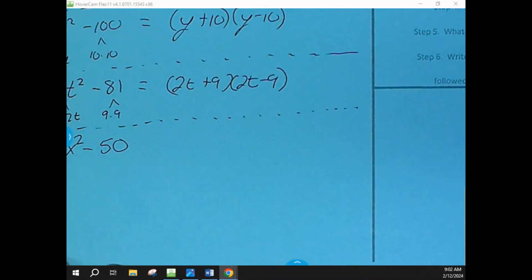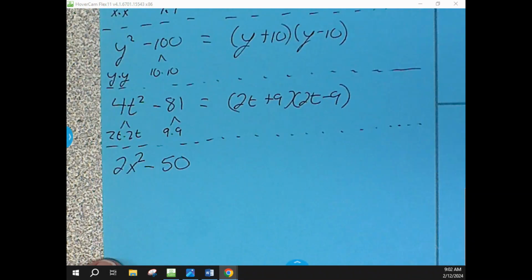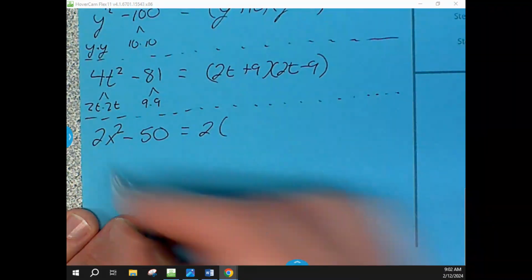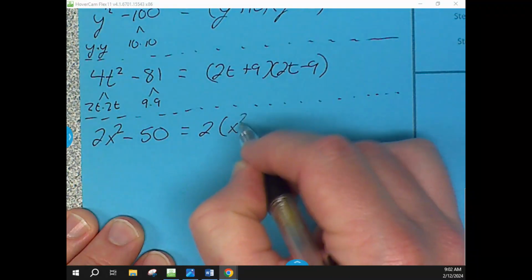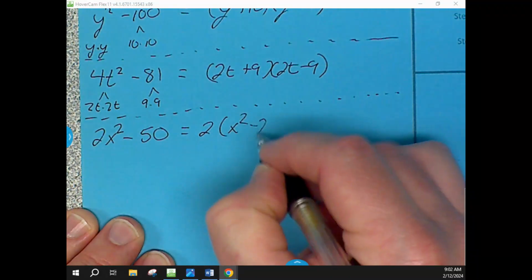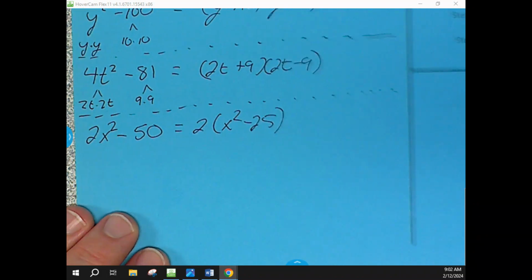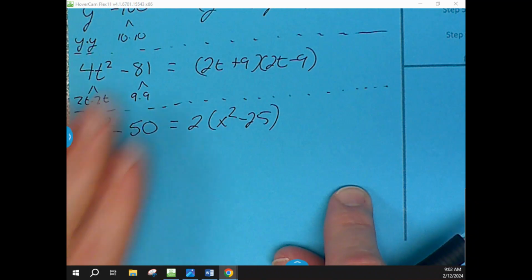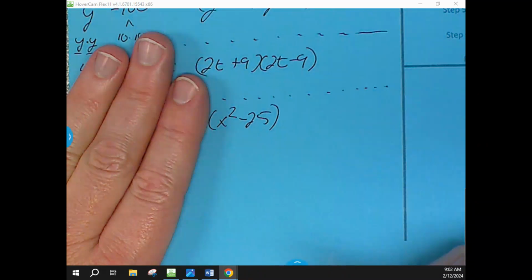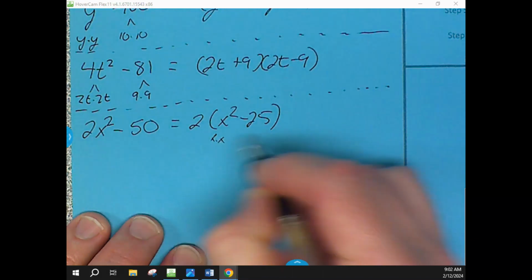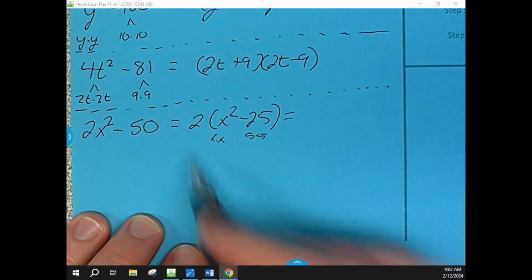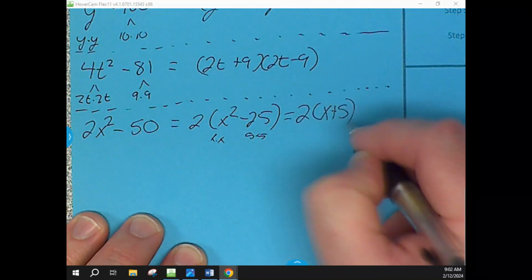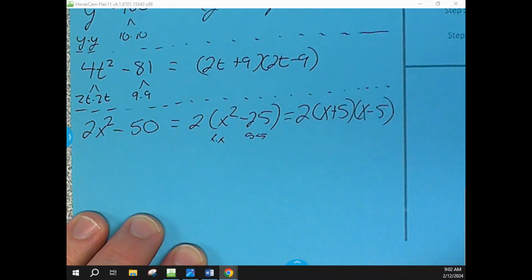So if it's 2 and 50, divide both by 2, right? So 2x squared divided by 2 would be x squared. 50 divided by 2 would be 25. Okay, and if we ignore the 2 for just a minute, perfect squares, right? So now we can do x times x. This one is 5 times 5. And if the 2's out front, the 2 just stays out front. It's going to be 2 times x plus 5 and x minus 5.